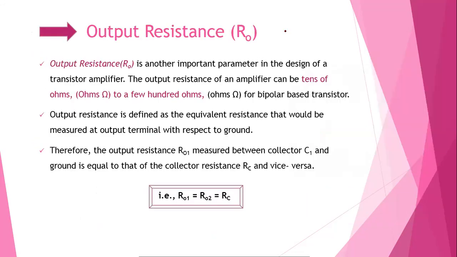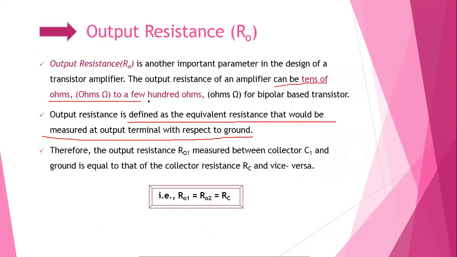Next, we have output resistance. Here we are defining output resistance as the equivalent resistance that would be measured at the output terminal with respect to the ground. This is also one of the important parameters in the design of a transistor amplifier, which should be in terms of tens of ohms to a few hundreds of ohms. Generally, ideally the output resistance should be equal to 0, whereas the input resistance should ideally be equal to infinite.